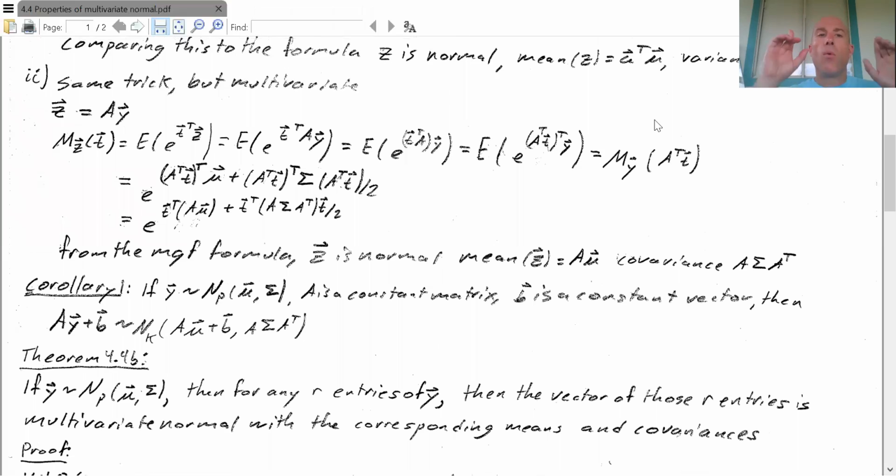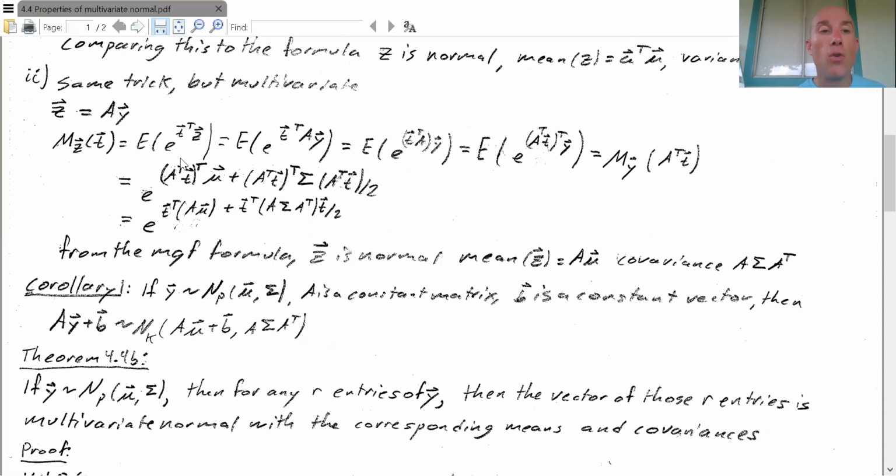All right, so now we're gonna do the same trick. I'm gonna take the moment generating function. I'm gonna manipulate it in some way until I recognize, hey, that's what I want it to be. And that's how the proof is gonna go. Okay, so we're gonna say that the vector z is A times y. And so then I'm gonna take the moment generating function of z.